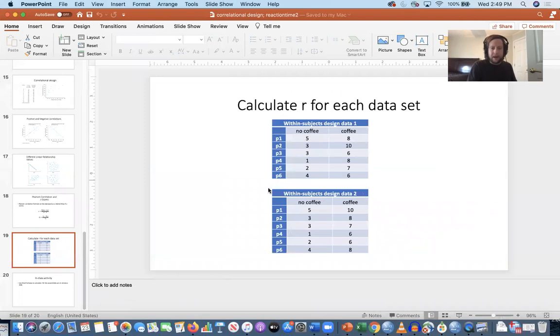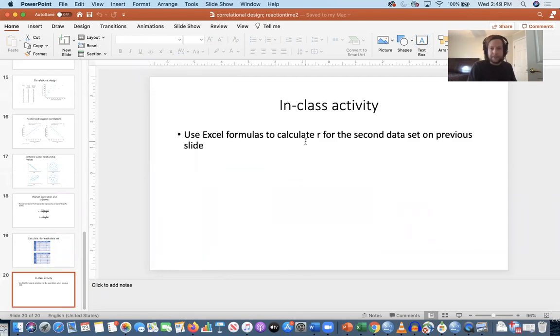So once again, I've already inputted the data into that other tab on the Excel, which is on Blackboard. You're going to calculate R here. And that's talked about here. Use Excel formulas to calculate R for the second data set on the previous slide.